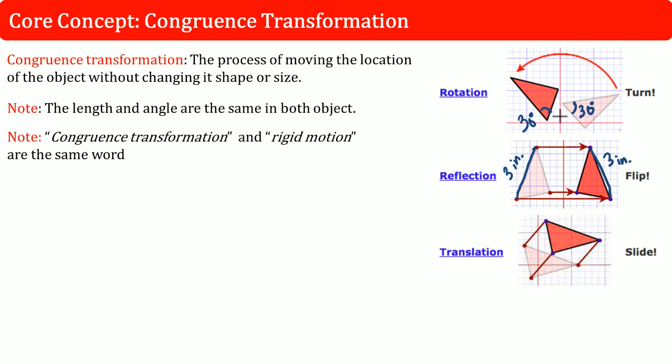Also note that you're going to see these two words interchangeably. Congruency transformation and rigid transformation are the same word. These two words are just academic words, but all it means is that you are changing the location of the shape, but not its shape or size.